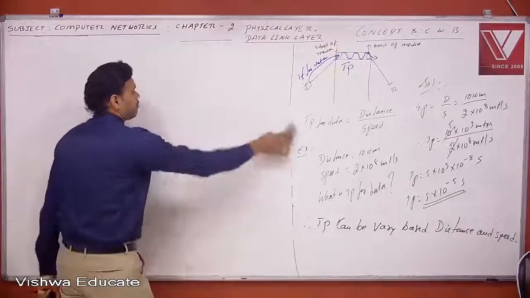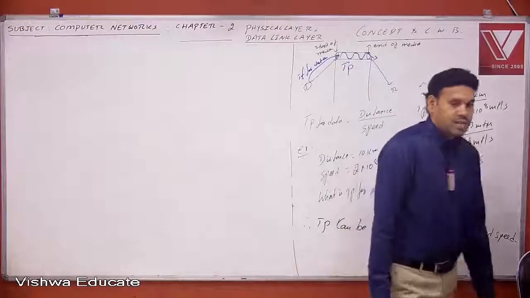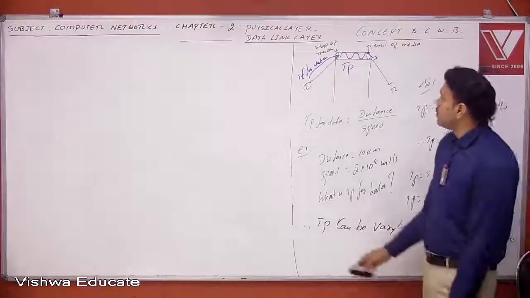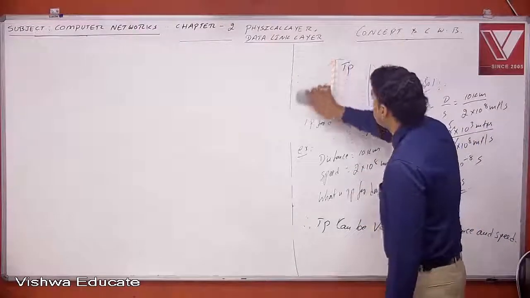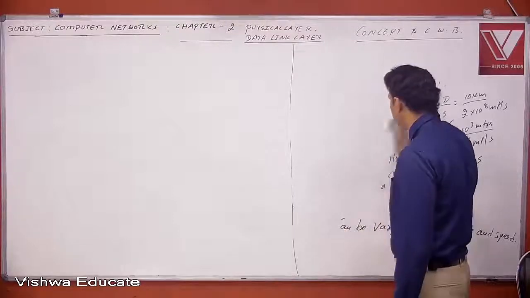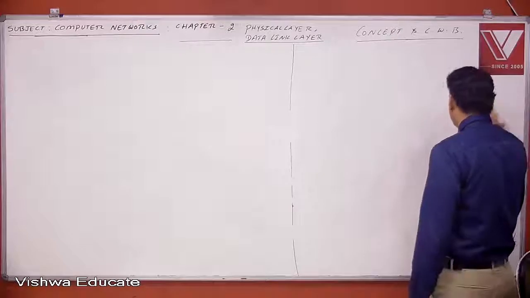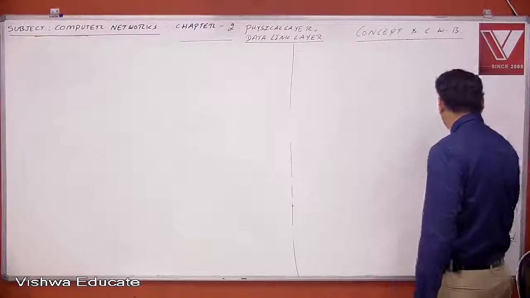So now we see, we will decrease the distance or increase the distance or increase the speed or reduce the speed, automatically the TP is going to vary based on distance and speed.